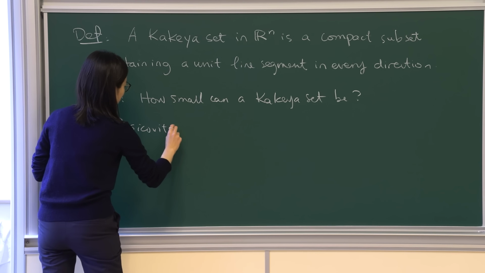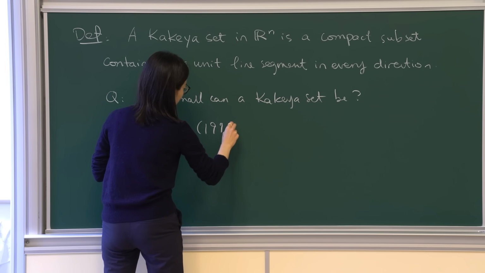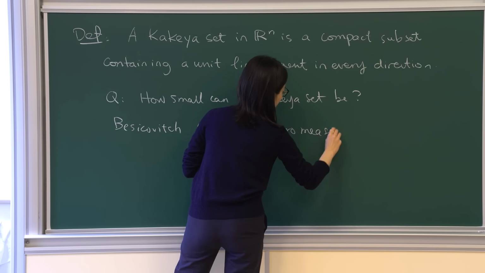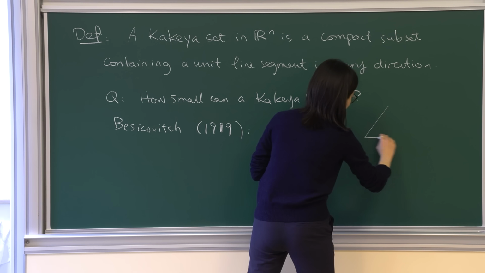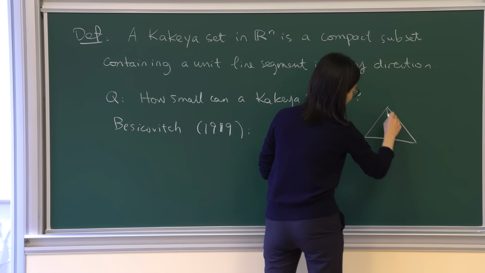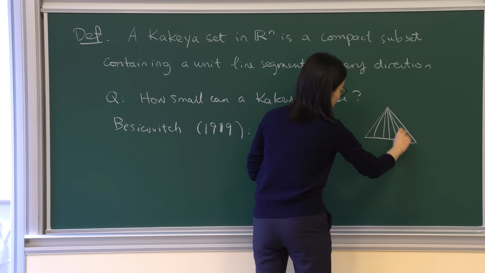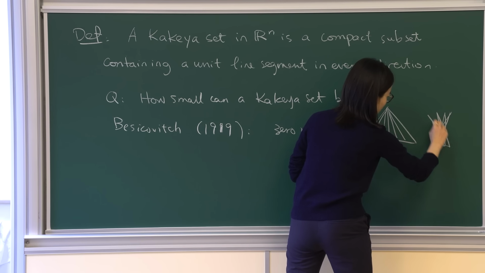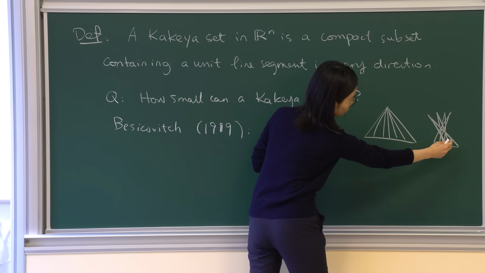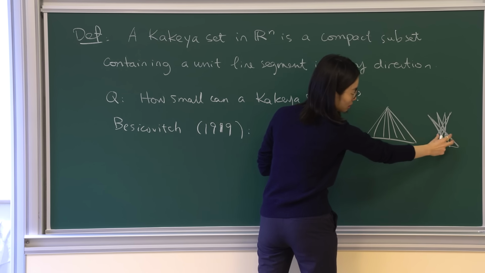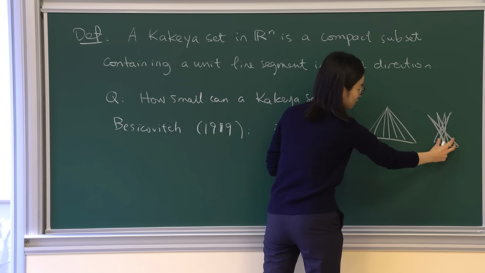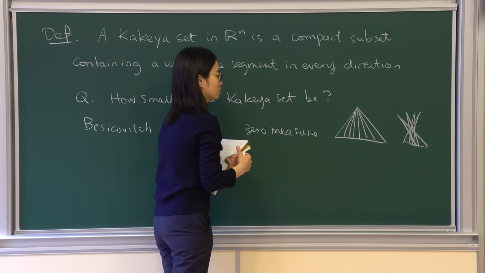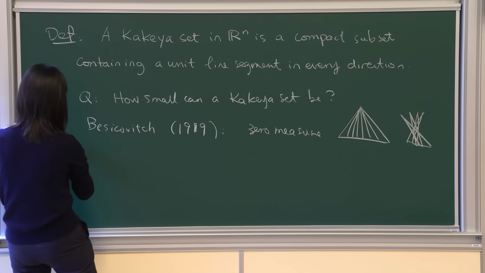Besicovitch showed that it could have zero measure via this construction. You take an equilateral triangle and cut it into many small pieces, then move the pieces closer to become a tree-like structure, and this tree structure still contains all the line segments in the triangle. If you do some calculation, you will see that the measure goes to zero as you decompose into finer and finer triangles.